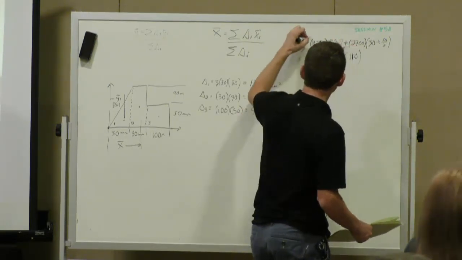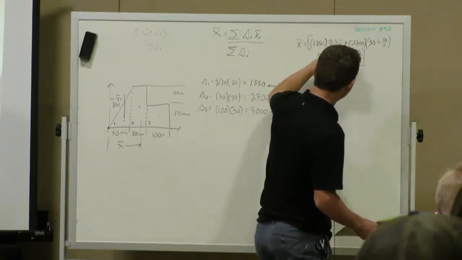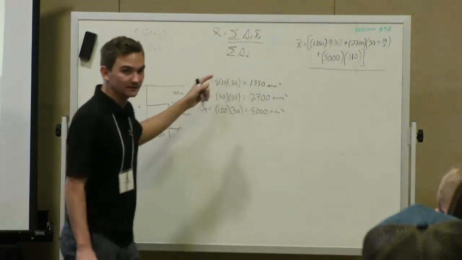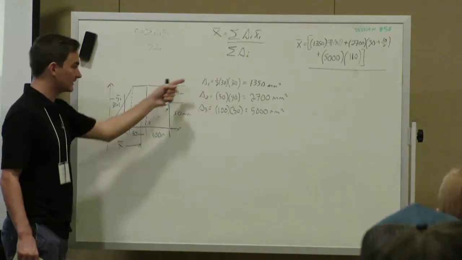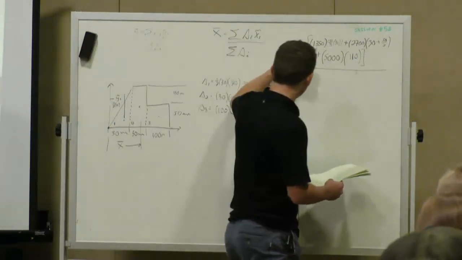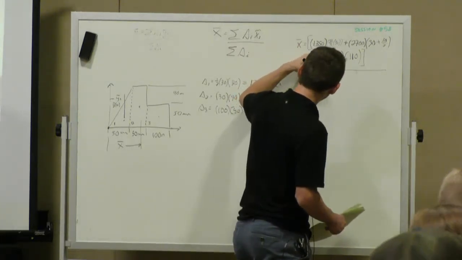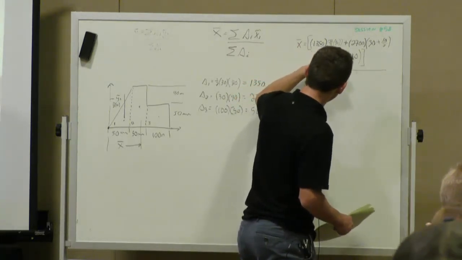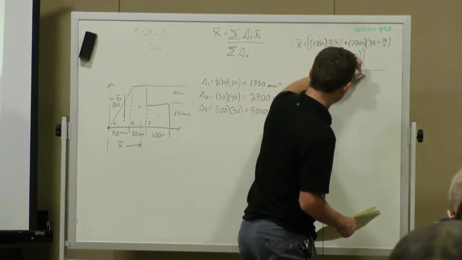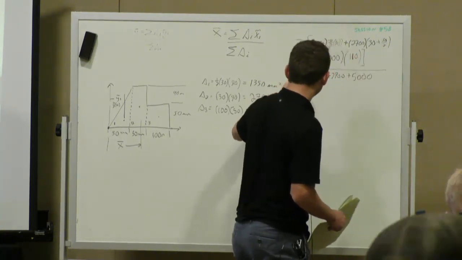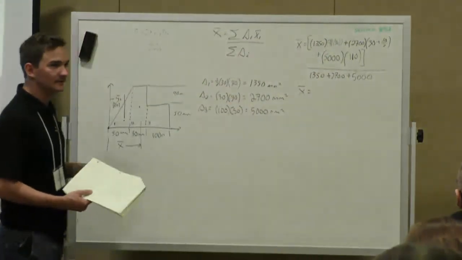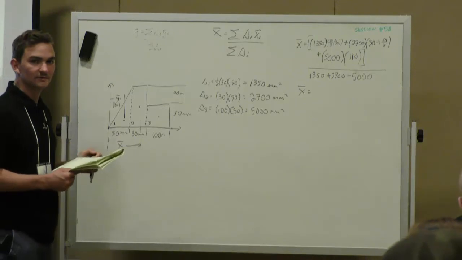Very good. And this is all divided by all the areas, which is just the total area. So it's the summation of A1, A2, and A3. So we have 1350 plus 2700 plus 5,000. Does everyone want to plug that in and tell me what the value is? And meanwhile, does anyone have any questions about how we found all those values?